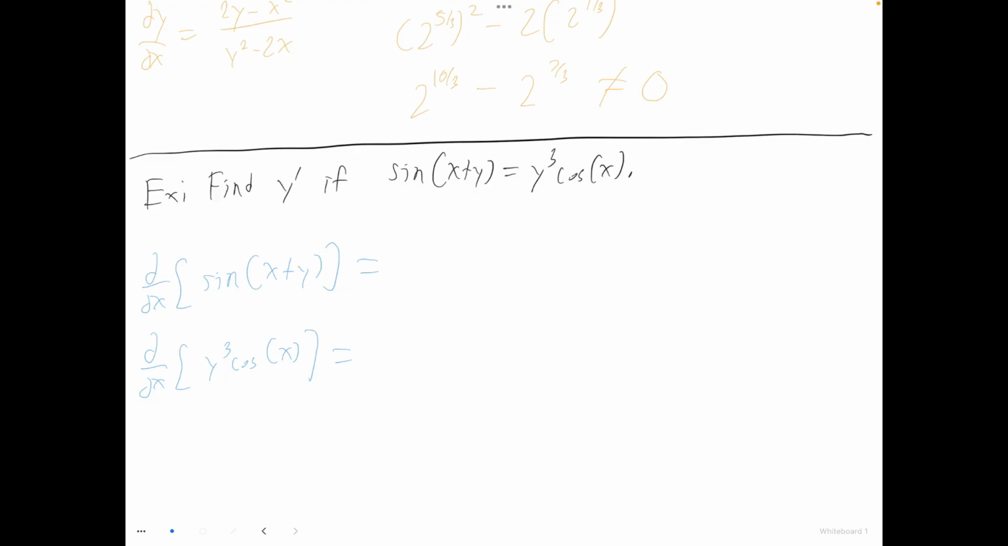So for the first one, we've got a composition where we've plugged x plus y into sine. So we have cosine of the inner function, which is x plus y, times the derivative of our inner function, which is x plus y. And so this becomes cosine of x plus y times the derivative of x is 1, and the derivative of y is just going to be y prime. I'm just going to write y prime instead of dy over dx now, but it's still the derivative of y. And now on the second one, we have a product rule. So we have the derivative of y cubed, derivative of the first times the second, plus the first times the derivative of the second.